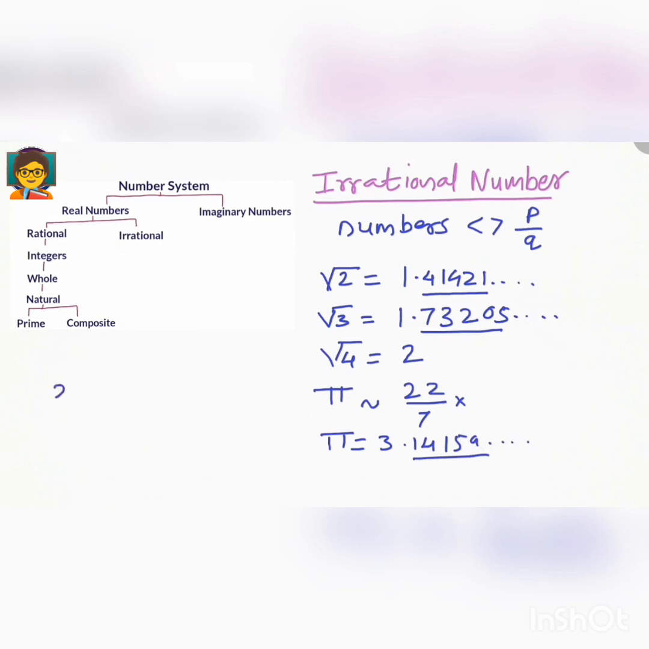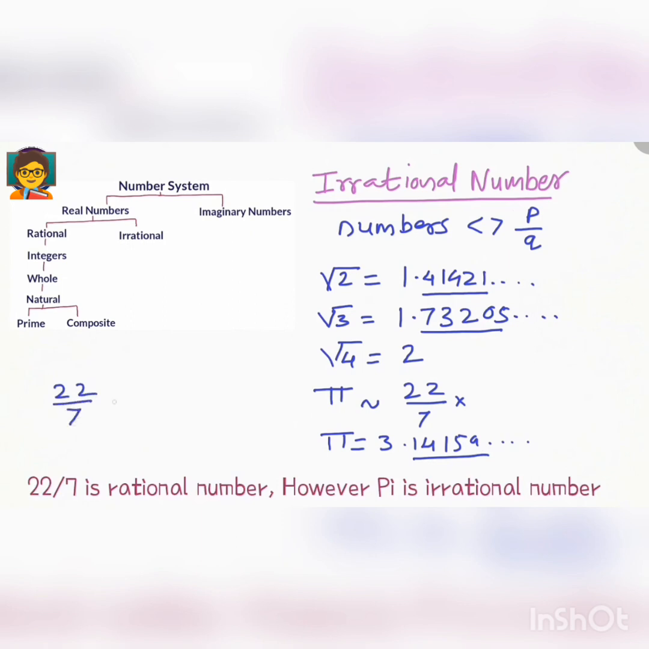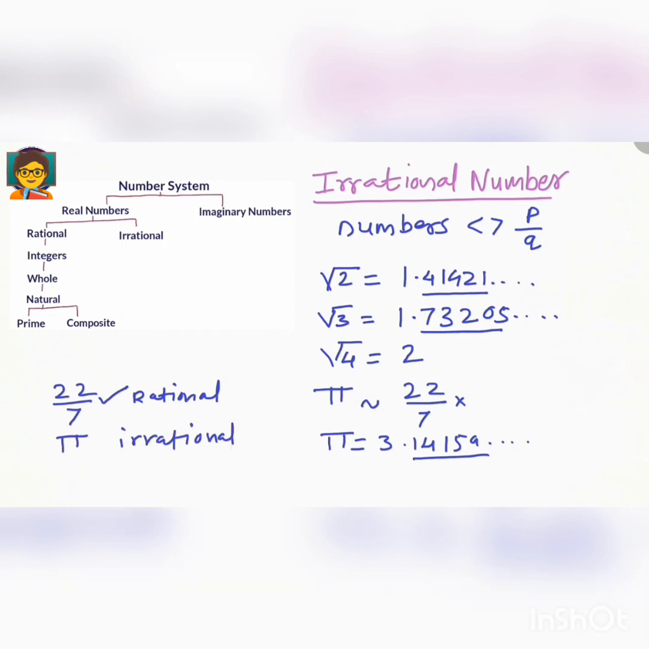However, if somebody asks you, is 22 by 7 a rational number? Your answer should be yes, it is rational. However, pi is irrational. So please make a note of this.